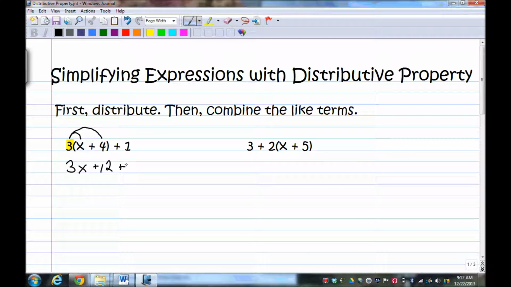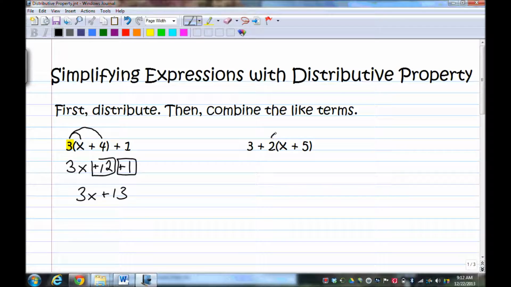And then this plus 1 is on the end. Now my like terms, I have this plus 12, and I have this plus 1, 3x plus 13. All right, on to the next one.